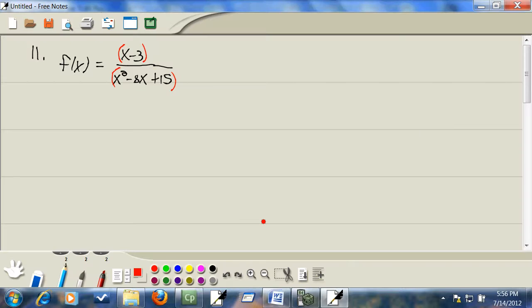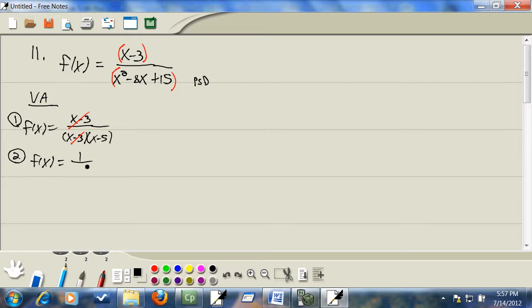Now to do this by hand, let's talk about that. First thing, for the vertical asymptote, your first step is to factor top and the bottom. The bottom part is a PSD method, and it factors as x minus 3 times x minus 5. Now step 2 is to cancel if possible. They both have an x minus 3, so those are going to disappear. And we got f of x is equal to 1 over x minus 5. Now I'm going to put a little asterisk by this because we're going to come back to that equation.